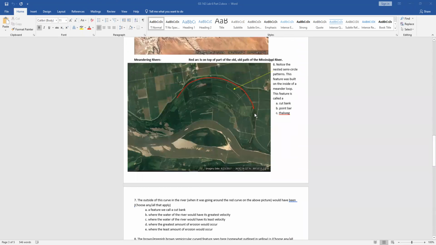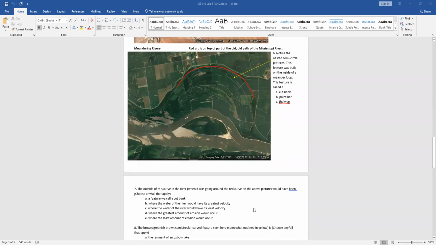Number 7, the outside of this curve in the river, okay? So the outer part of this curve, when the river was going around the red curve in the above picture, would have been, choose anything that applies here: Was it a feature that we call a cut bank? Was it where the water of the river would have its greatest velocity? Or was it where the water would have its least velocity? Was it where the greatest amount of erosion would occur? Or was it where the least amount of erosion would occur? So on the outside of that curve, when the water of the river was going around that curve.